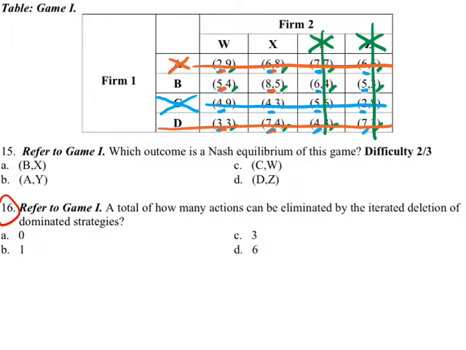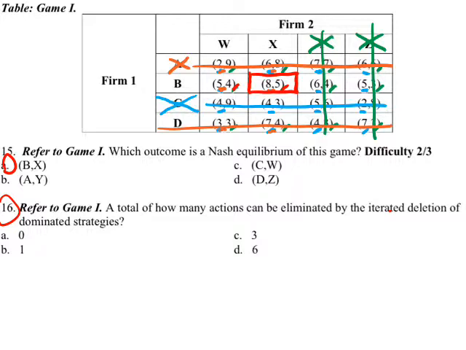So at this point we are sure that B will be played by firm 1, and we just need to find the best response by firm 2 given that. So if firm 2 plays W, it gets 4, and if it plays X, it gets 5. So we know that firm 2 is going to play X given that firm 1 has to play B. So this is our Nash equilibrium. So the answer here is BX.